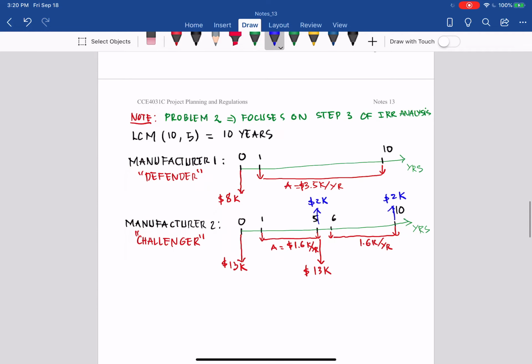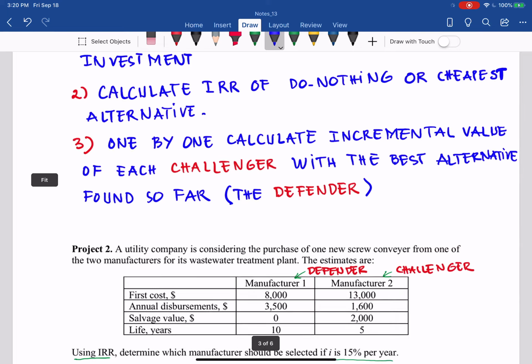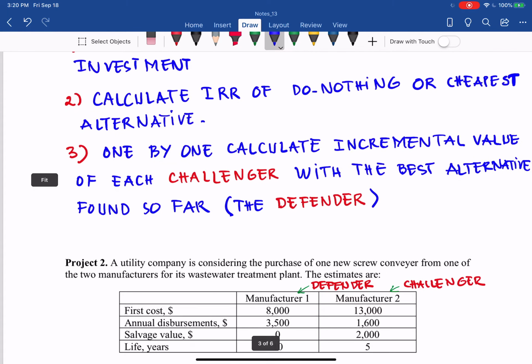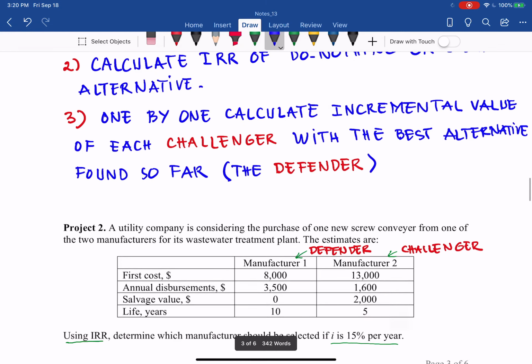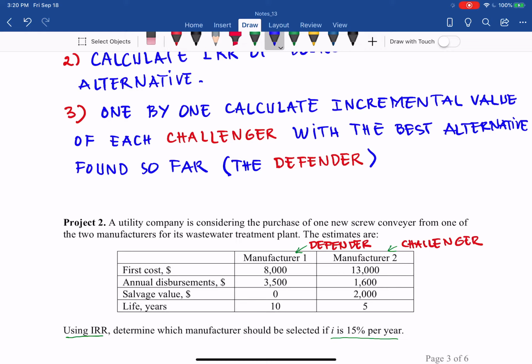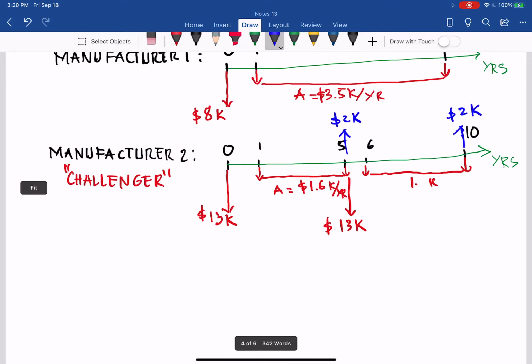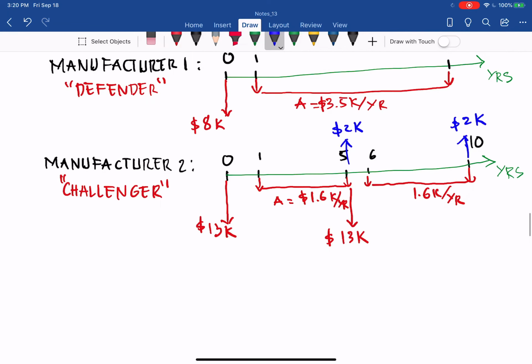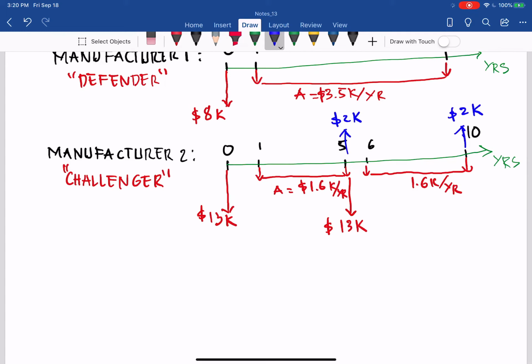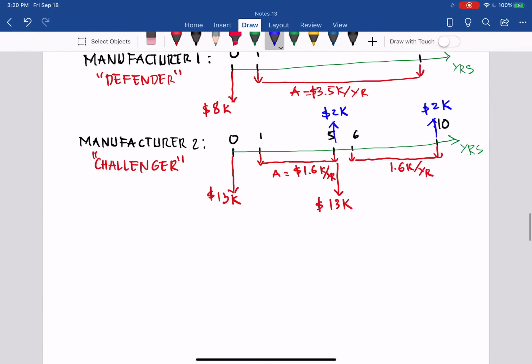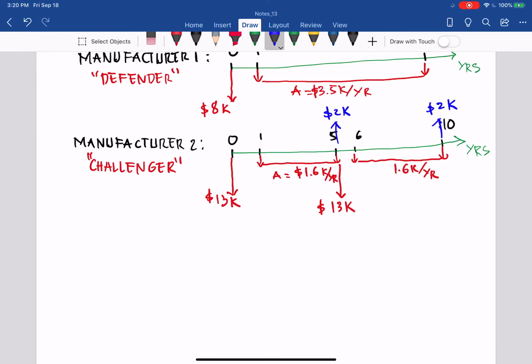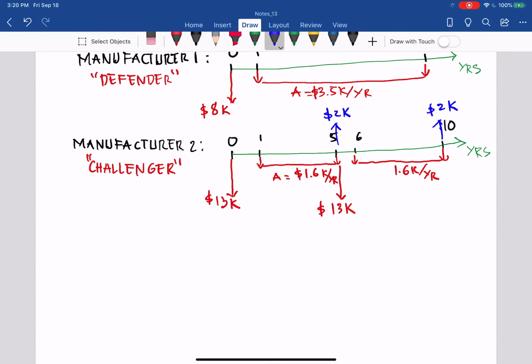So with that, we go to step 3: one by one, calculate the incremental value of each challenger with the best alternative found so far. What does incremental mean? When you say incremental, it's something we subtract, a difference. Make sense? In this case, we want to know whether it's justified to put more money, jumping from 8,000 to 13,000. Is that justifiable? So we take the cash flow diagram of manufacturer 2 minus manufacturer 1. That's why we put incremental here.